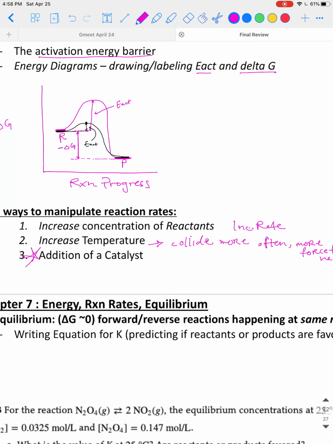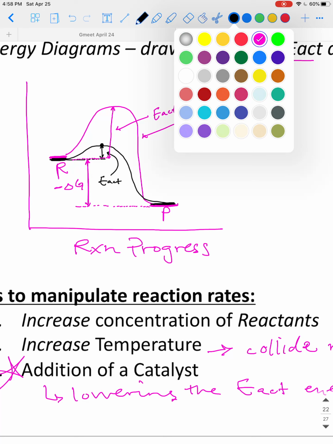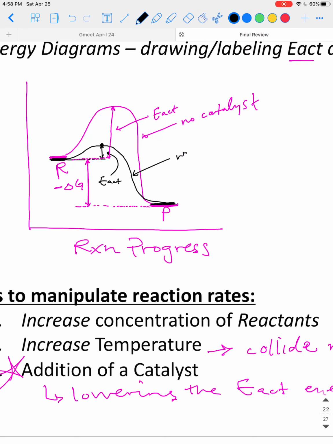Also, the addition of a catalyst. Now remember, a catalyst is a substance that's not used in the reaction itself. It's not a reactant, it's not a product. It's a third party here. Addition of a catalyst works to increase the rate by lowering the activation energy. Okay, so if we're looking at the diagram I drew up here, the pink would be like saying this one is no catalyst. And then the black one would be like saying that is the reaction with a catalyst.